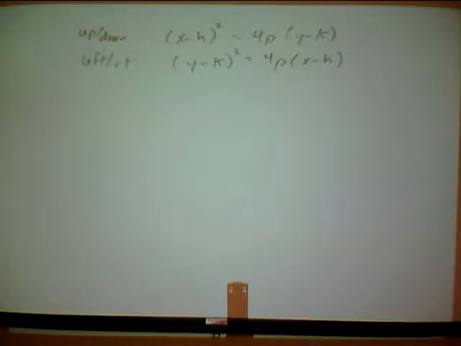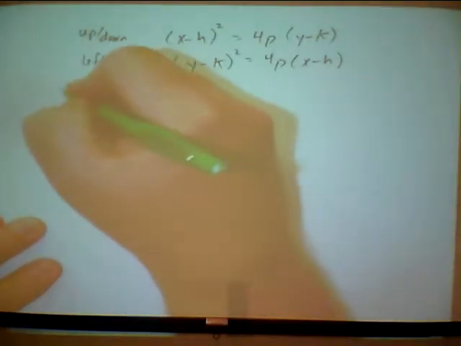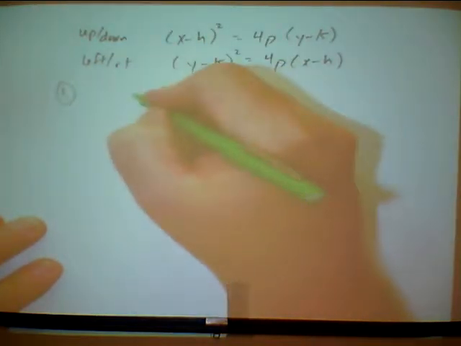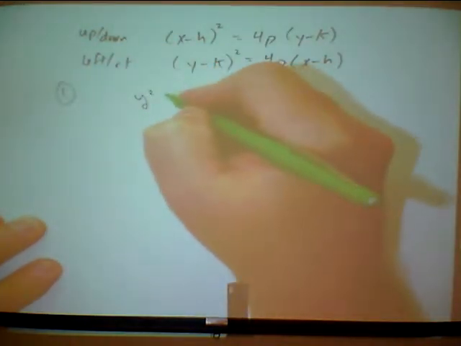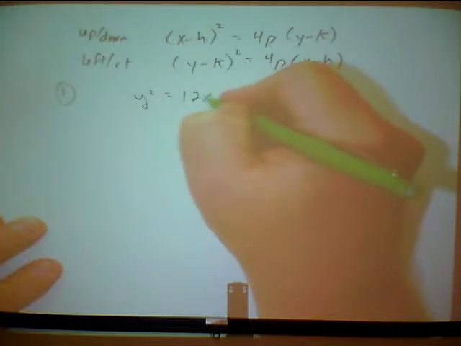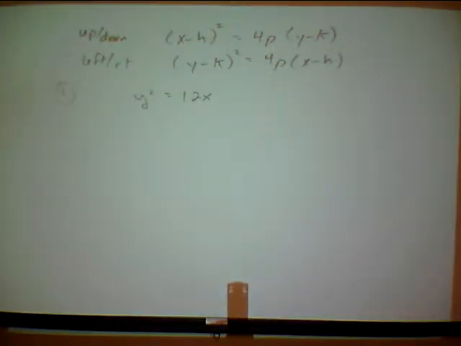So let's just do some examples. We'll go from pretty easy ones to a little more difficult. So the first example, we're given this equation and we're asked to graph it and find all the important information, the focus, the vertex, the directrix, all those kinds of things. So here's what I do. First thing I want to determine is, is this an up or down or left and right parabola?